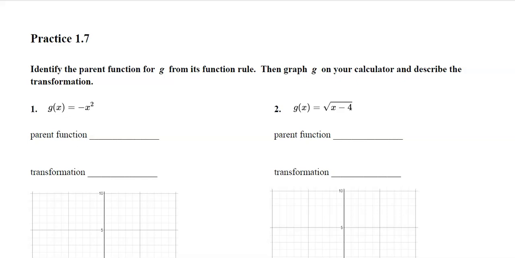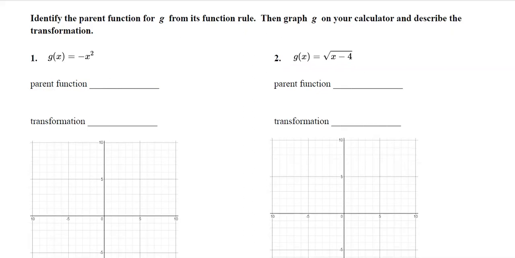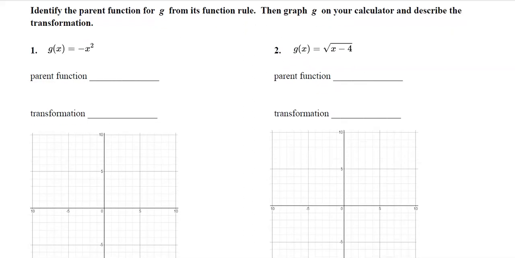Practice 1.7. I'm going to go through and solve these for you to give you a hand, to make sure that what you're doing is good, especially with the graphing calculator, inputting some of this in. So let's get started. It says identify the parent function for g from its function rule, then graph g on your calculator and describe the transformation.